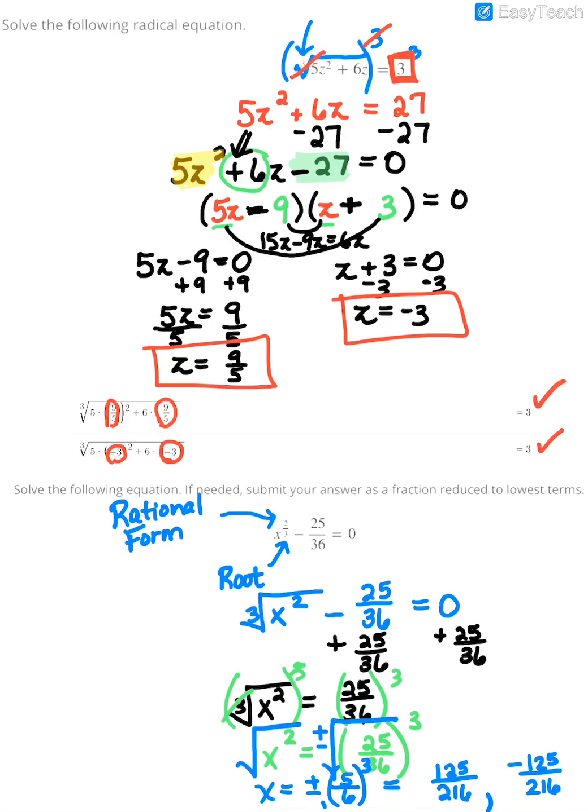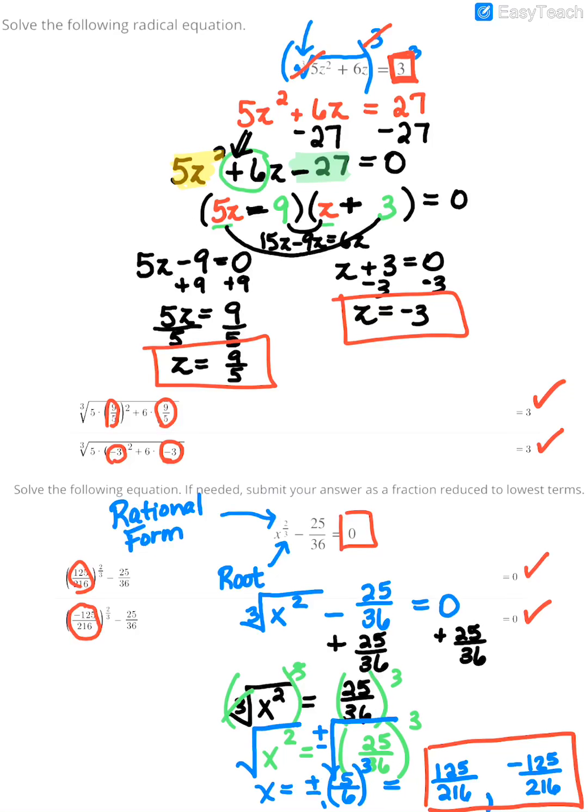So now when I would go to my calculator and check these particular answers, as you can see here, let me just put it right here in the middle. So I plugged it in over here. There's my positive 125 over 216, and notice when I plugged that in and carried out the rest, it equaled 0 like the original equation. And then notice when I plugged in the negative 125 over 216 and the rest of the equation, it also equaled 0. So once again, I have two particular answers that do exist.